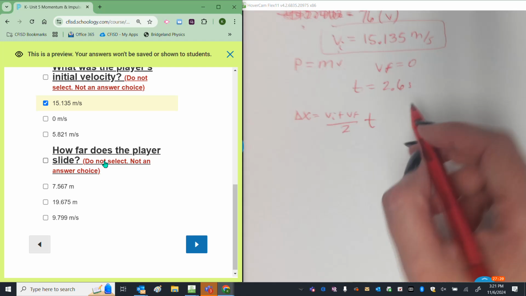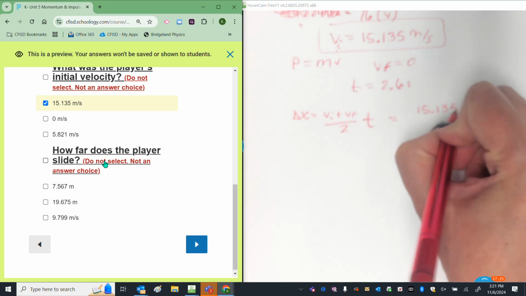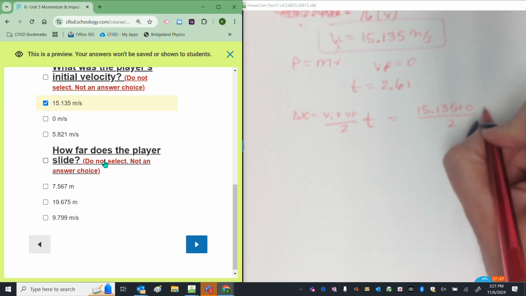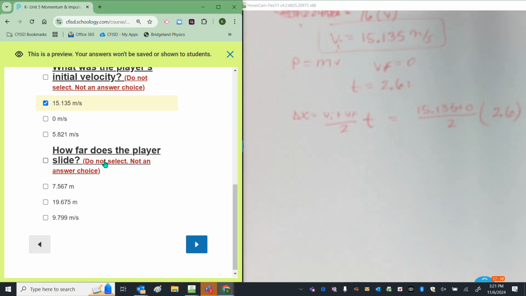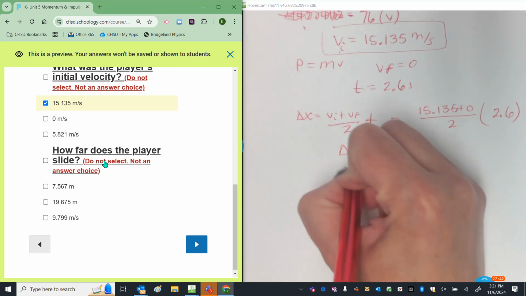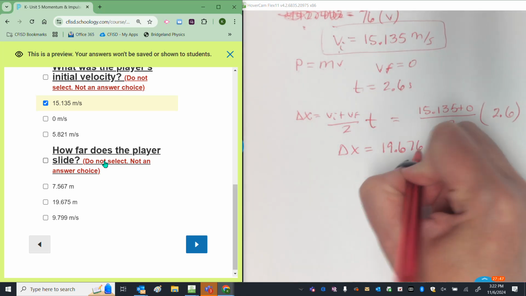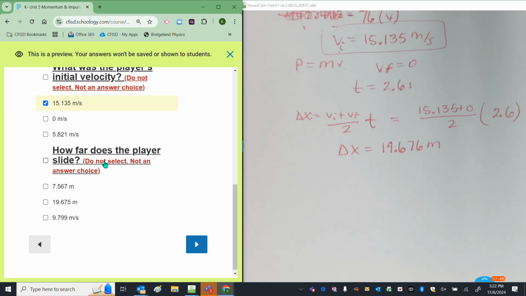So if I want to substitute in, that's going to be 15.135 plus 0 divided by 2 times 2.6. Okay, and that's going to give me my delta X. And so let's go ahead and figure out what that is. That ends up giving us a displacement of 19.676 meters. Or 19.675 is how she has it rounded. But that is how you solve that one, yes.